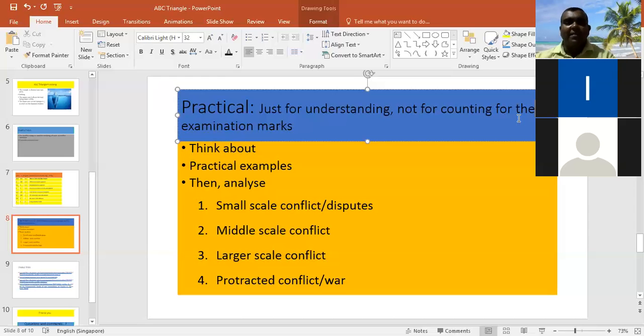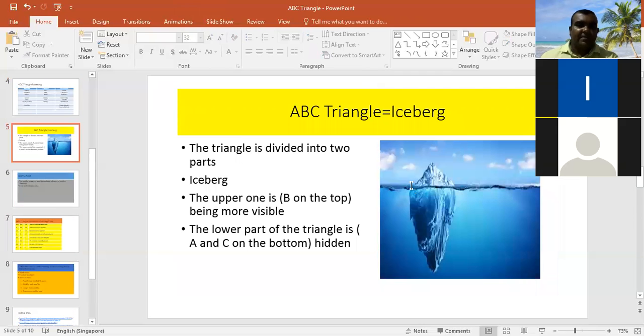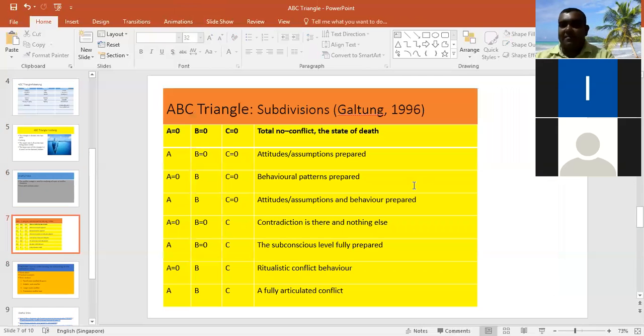write in a table. First, you have to summarize the story. Story means the story about the conflict, right? First write about the story of the conflict. Then draw a table like this. A table like this, right?